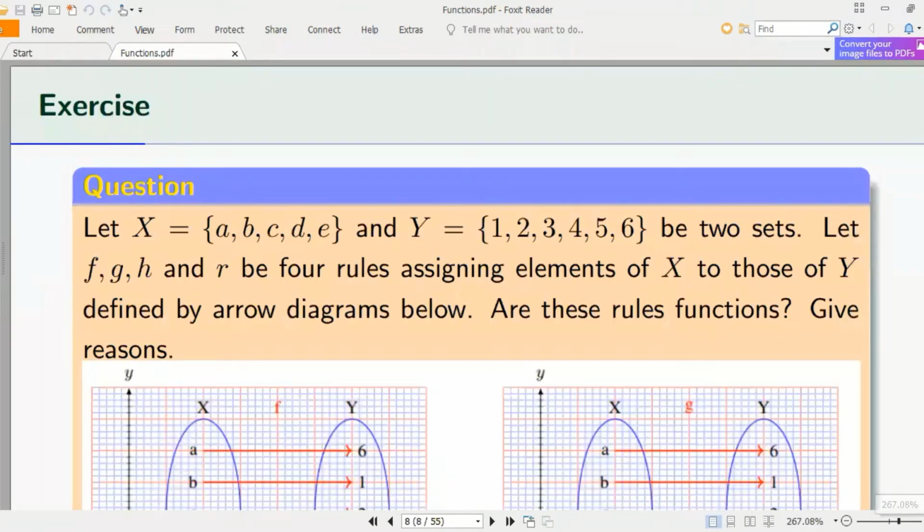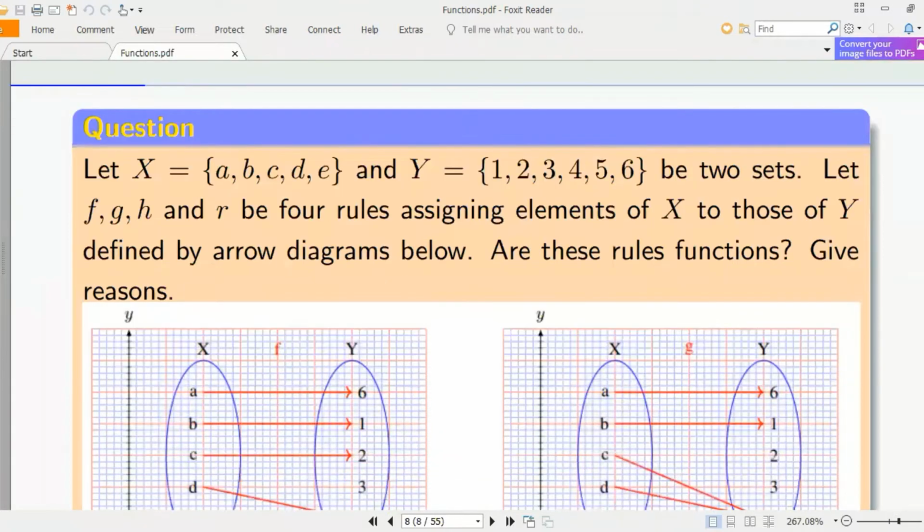Then after that you have this exercise. Attempt this exercise, and question 1 is here. What does question 1 say? X and Y are sets consisting of 1, 2, 3, 4, 5, and 6. Let F and G be functions from X to Y defined by the arrow diagram below. Functions give results.